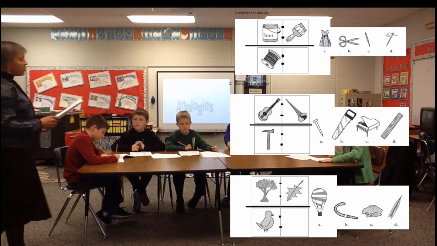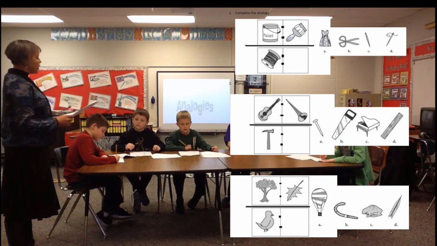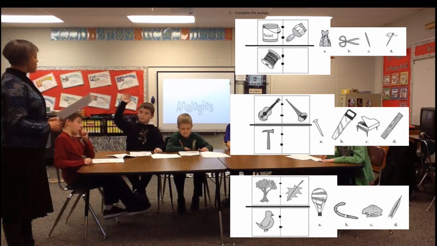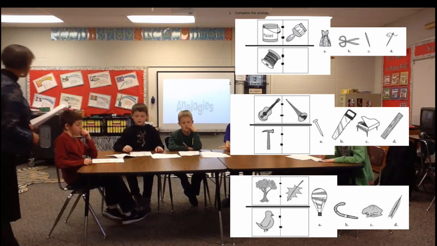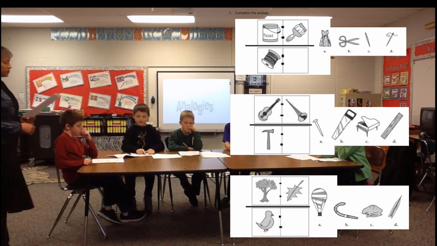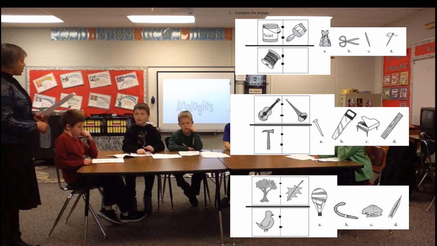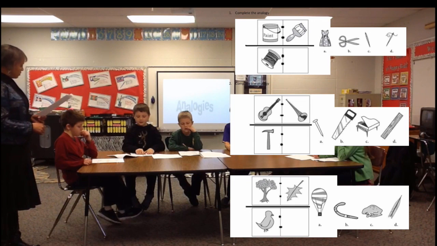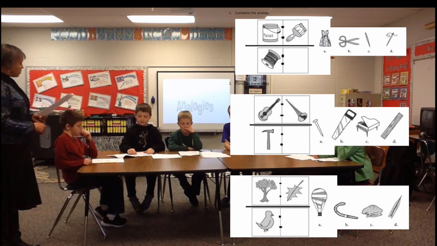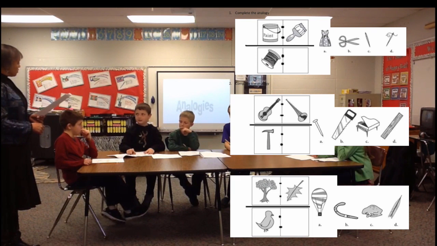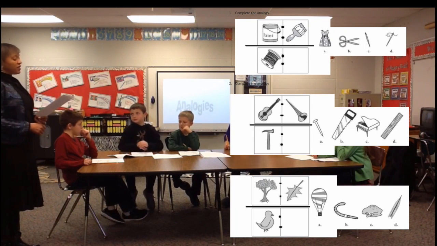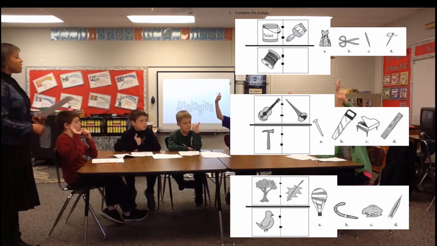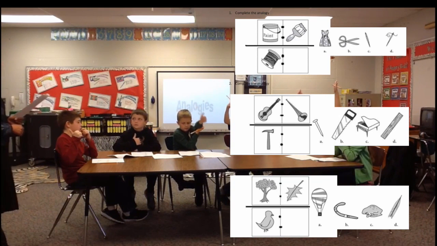Okay, let's go ahead and take a look at that. Who would like to tell us what their answer is? Brayden: It would be D because it's a can of paint and a paintbrush, and on the bottom it's thread, and it would be D because that's a needle. Okay, how many of you believe that the answer is D? Thumbs up. Yes, you are correct.